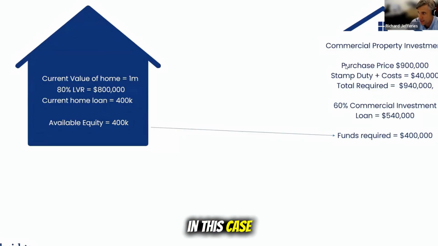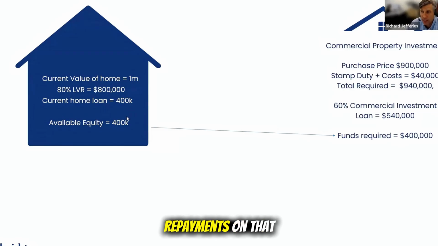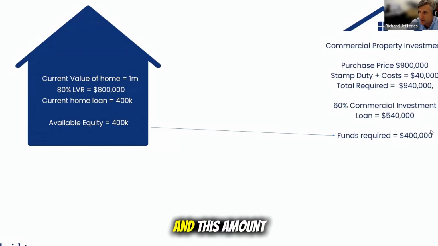In this case, the investor found a property for 900,000. The stamp duty and costs need to be covered, 40,000. So the total required is 940,000. If it's a commercial property investment, the bank will likely lend up to 60%, being 540. So the difference required can come from the equity in the existing residential property. That's usually done as a home loan, but obviously you'll need to meet repayments on both amounts. So you are effectively borrowing the full amount, you've just split it across two different properties, one residential and one commercial.